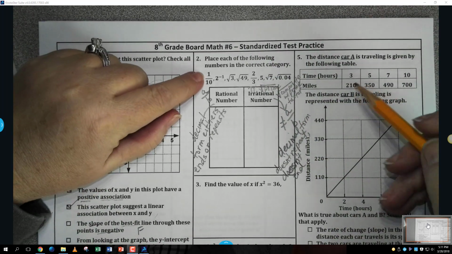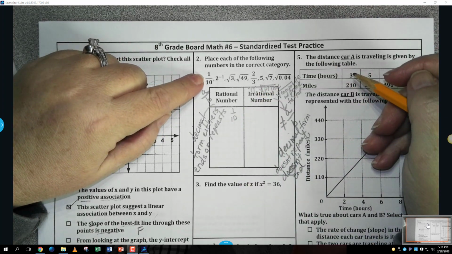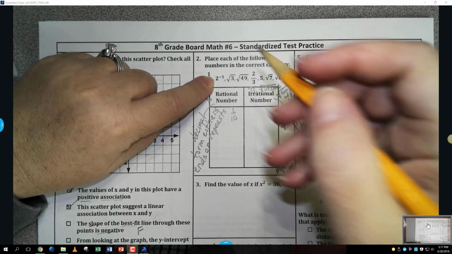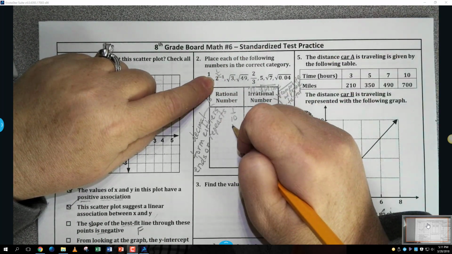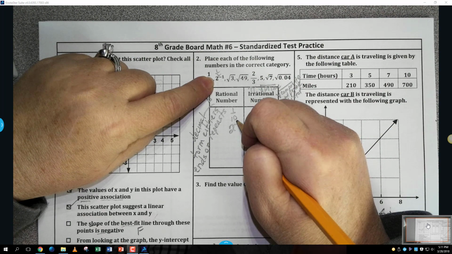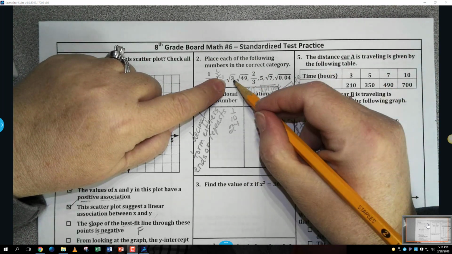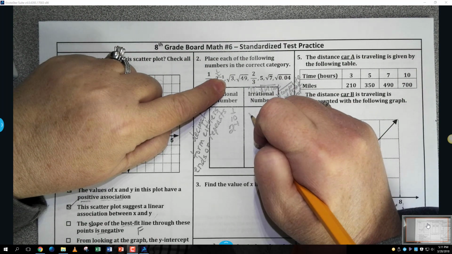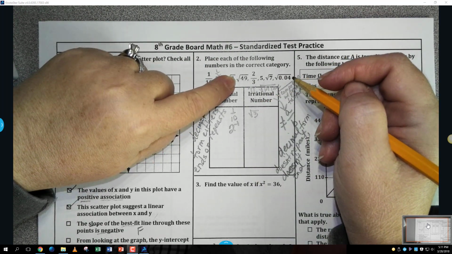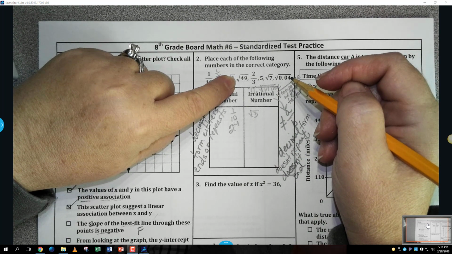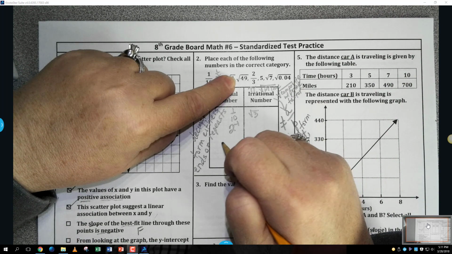Okay, so let's look. This is a fraction. Obviously, it's rational. This is 2 to the negative first, which now we know is 1 over 2. So that is a rational number. The square root of 3 is a square root of a prime number, so it's irrational. The square root of 49 equals 7. And 7 can be written as 7 over 1. Therefore, this is a rational number.